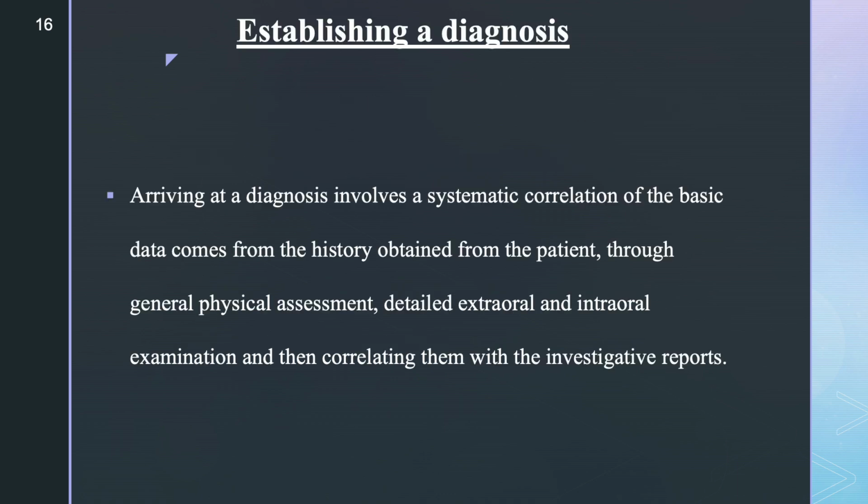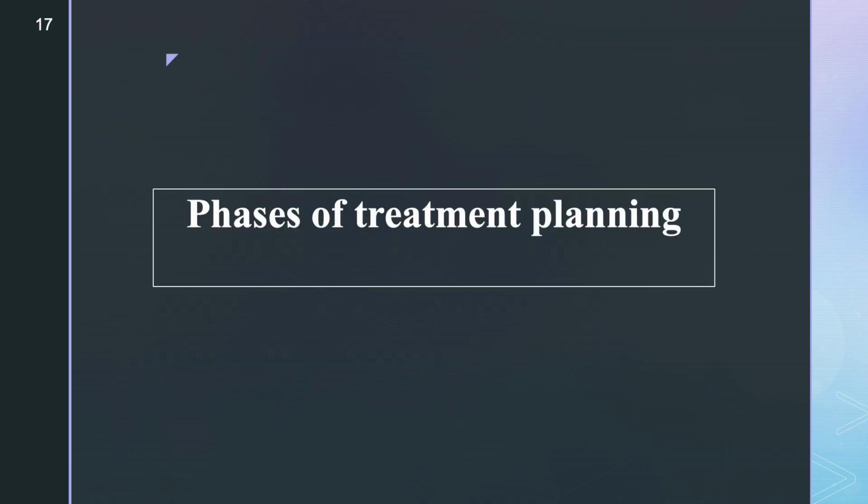In order to establish the diagnosis, you will have to have a systematic correlation of the data from the history through the general physical examination, the extraoral and intraoral examination, and finally correlating these with the investigative report. Now, you've taken the complete history, run a few investigations, and you finally have a diagnosis. Based on the diagnosis, you will have a sequential planning of the treatments that you're about to execute. And this is called phases of treatment planning.